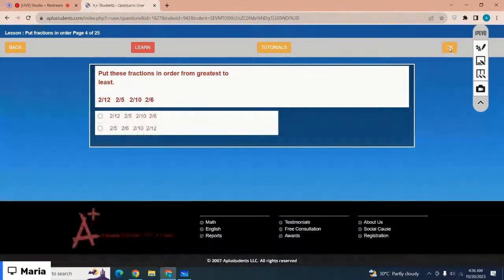Put these fractions in order from greatest to least: 2 by 12, 2 by 5, 2 by 10, 2 by 6. So which is the correct option?